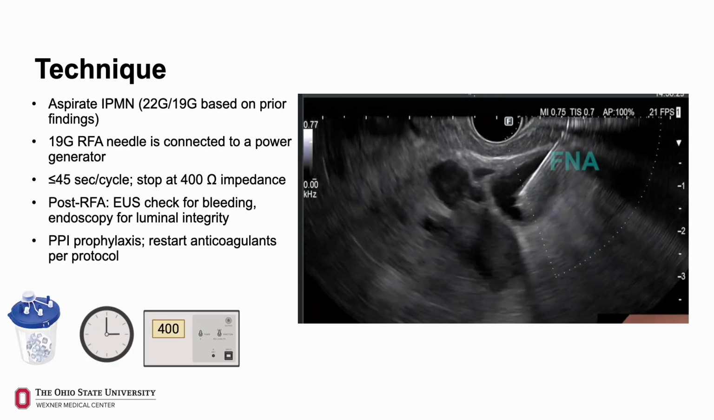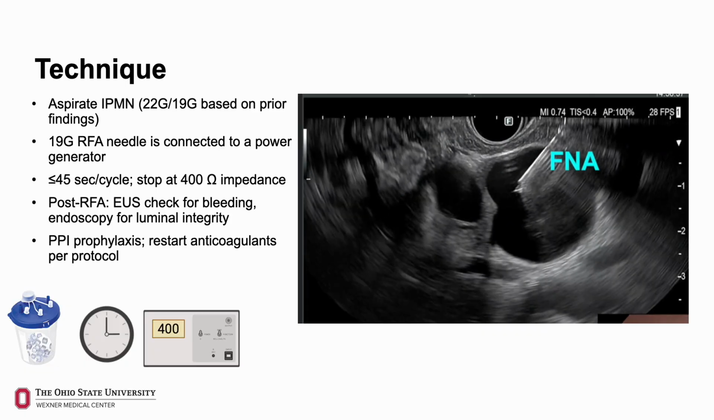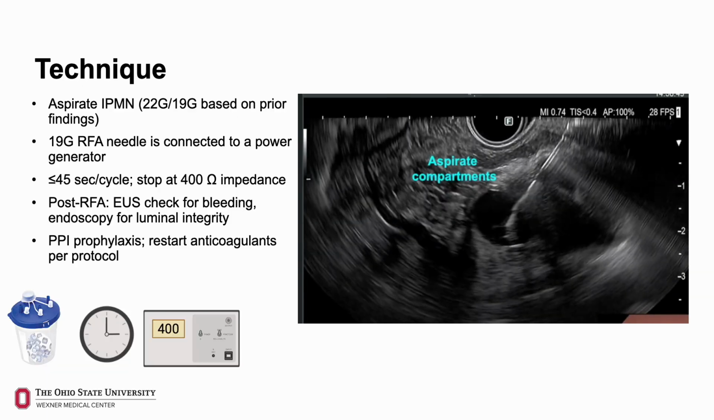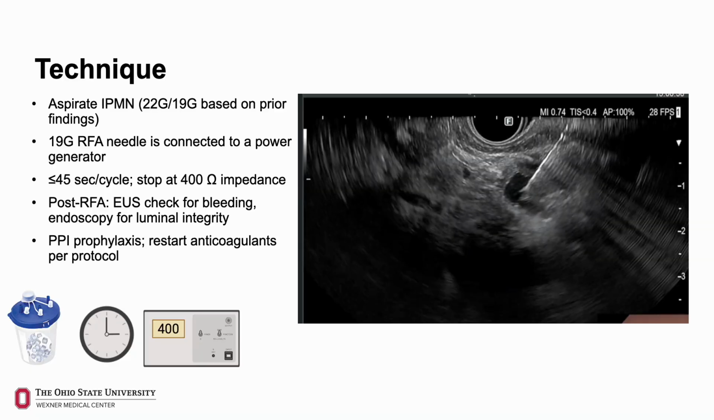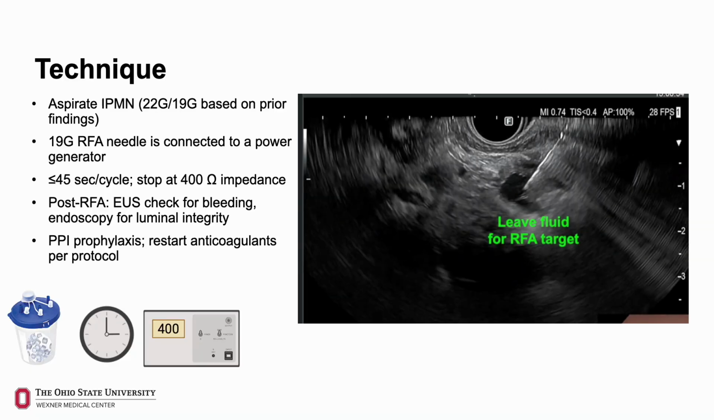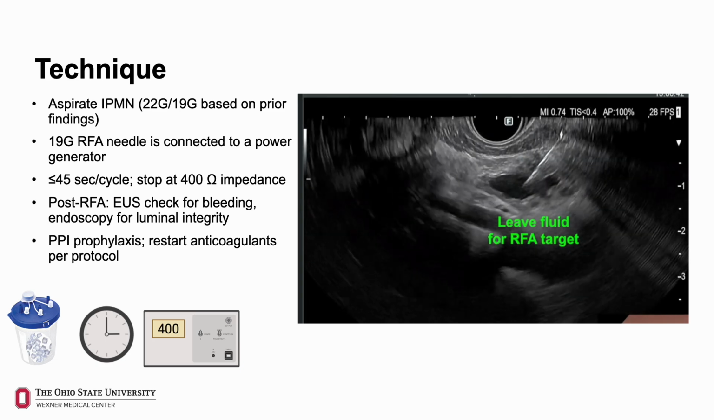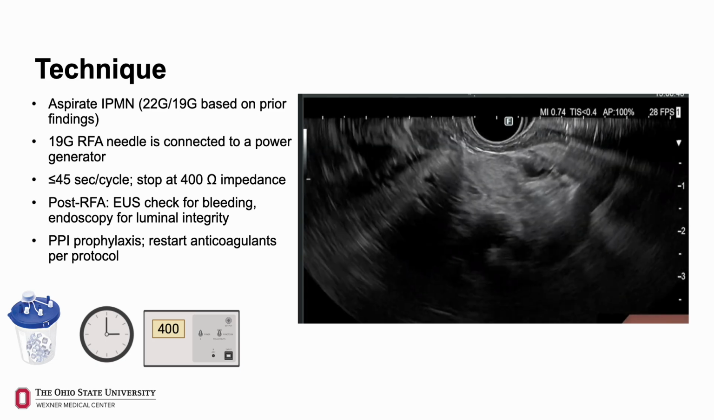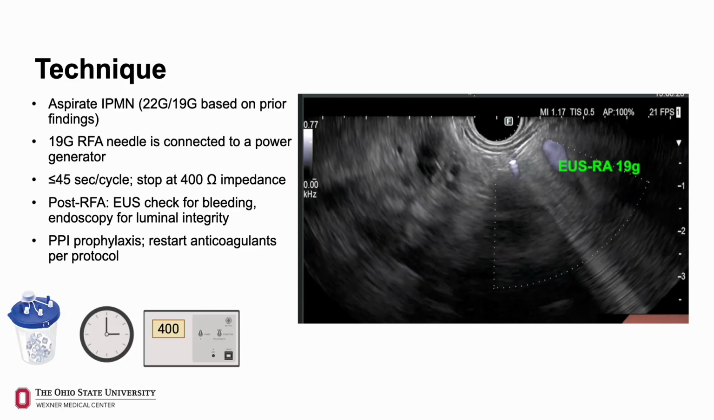We aspirate the cyst with a 22 or a 19 gauge, based on the viscosity which you would have documented from a prior EUS. Once all the compartments are aspirated, you have to leave a small target, because you have to take the needle out and then use the 19 gauge RFA needle to go into that target. So leave a small fluid pocket, and then you introduce the RFA needle.